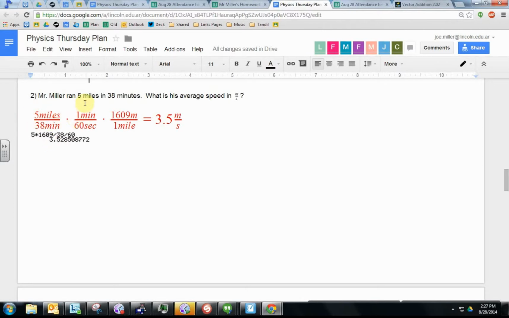So what I did is I started with the 5 miles over 38 minutes because that's what I did. I ran 5 miles in 38 minutes. I used to run faster than that, but not any longer. Now this is pretty good speed for me.